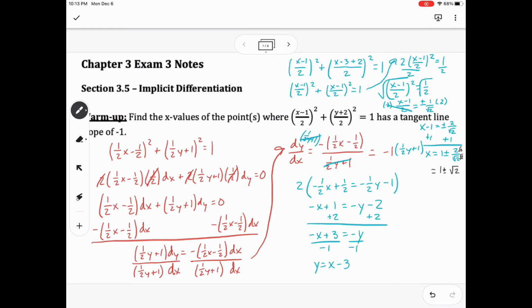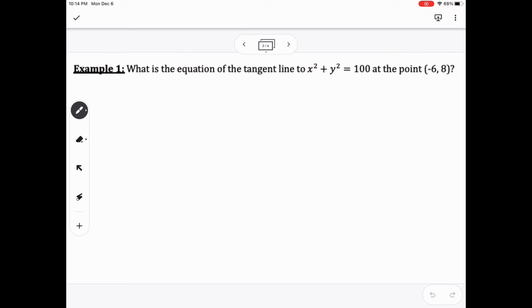So 1 plus or minus square root of 2 is my x portion of this, and then I use my y equals x minus 3 to help me find the corresponding y values. Plugging in 1 plus square root of 2 gets me -2 plus root 2. Plugging in 1 minus root 2 gets me -2 minus root 2. And so then I'm able to find both of my points there. And that's my answer. Okay.